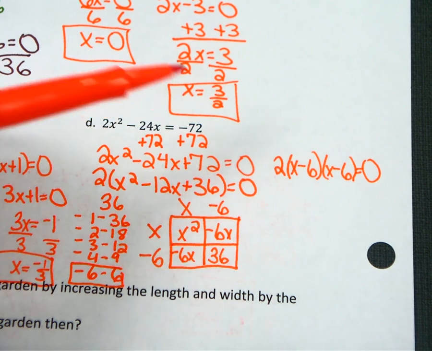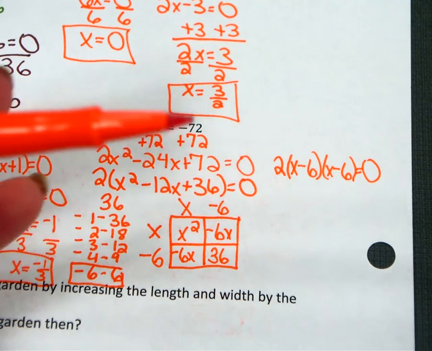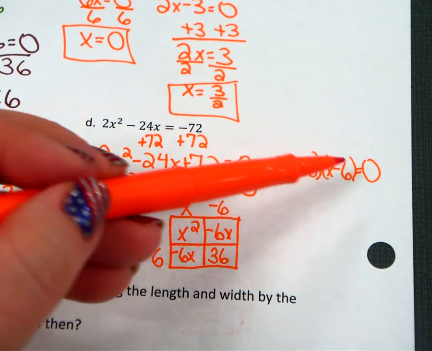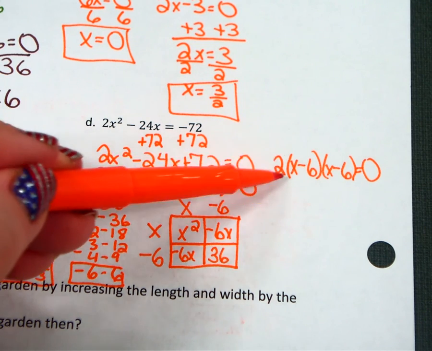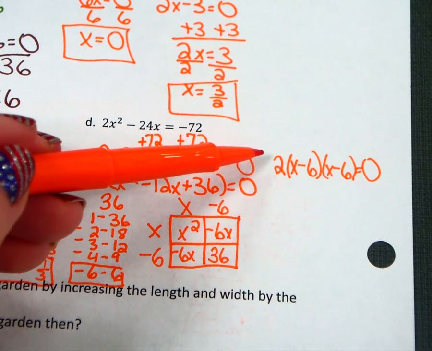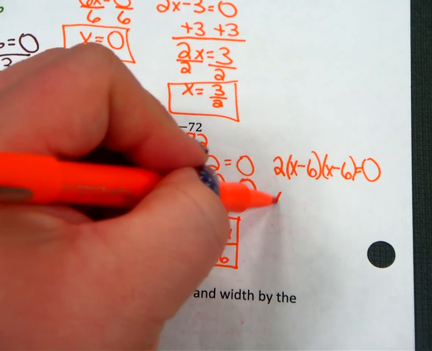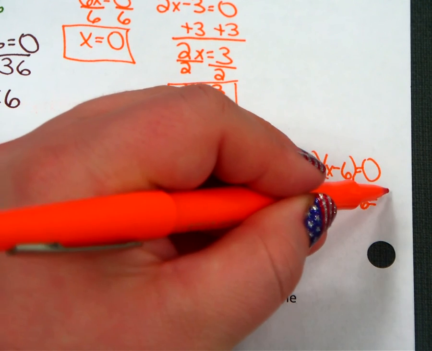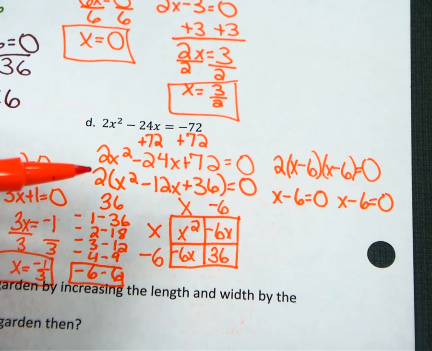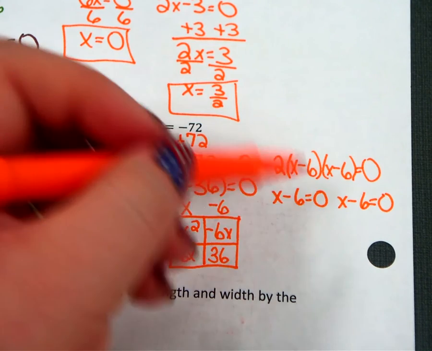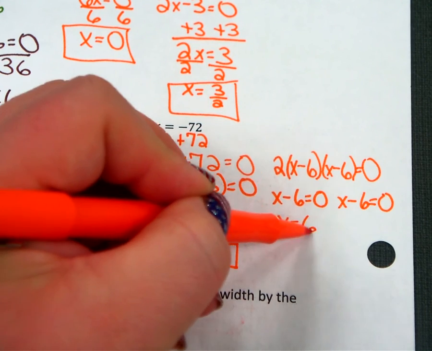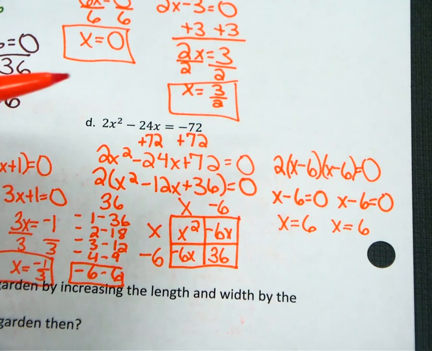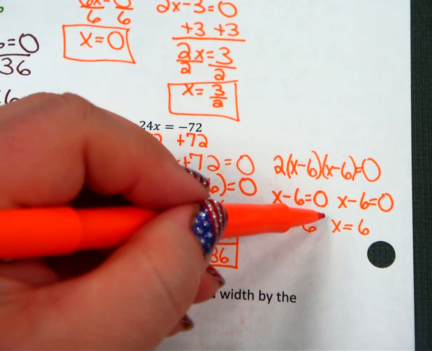The directions didn't say to solve, or they didn't say to factor, so we're going to solve it. It means we're going to set each piece equal to 0. The 2 doesn't have an x, so it doesn't need to be set equal to 0. But x minus 6 does, and x minus 6. So we're going to add 6 to both sides. And we get that x could equal 6. You don't have to list it twice.